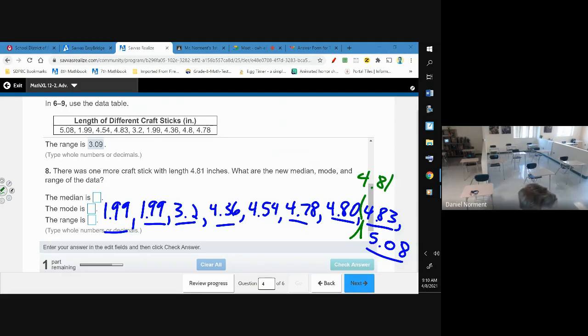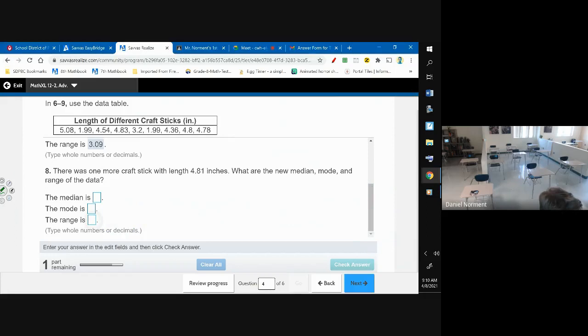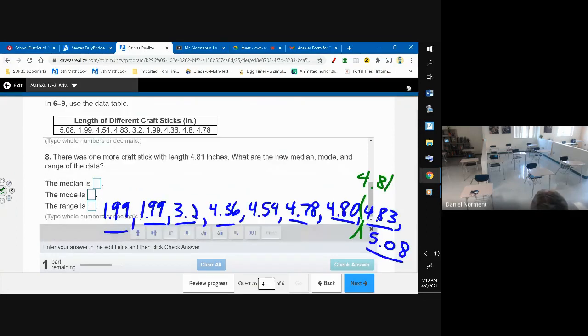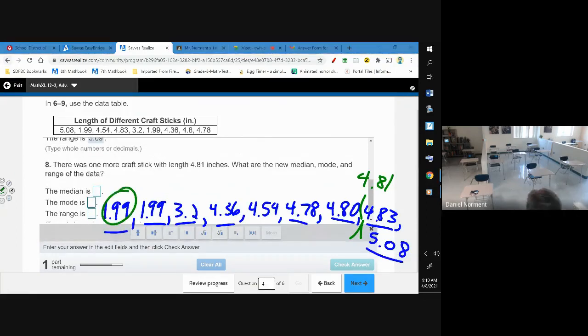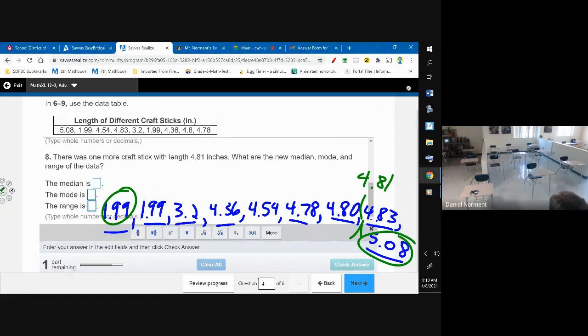4.81. So the good news is this. Good morning, everyone. You may now proceed to period 4. Period 4. The range does not change. The minimum and the maximum are exactly the same, so that range is still 3.09. That's good news. The mode, the most often, does not change. 1.99 is still the number that I see most often, but the median will change because I added a number.